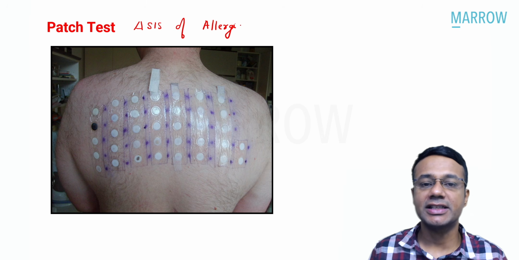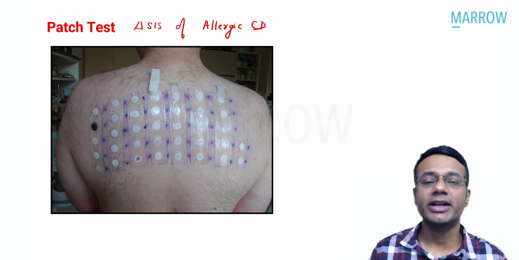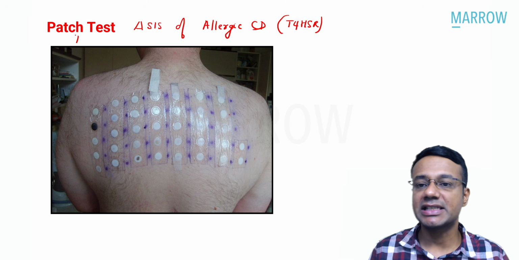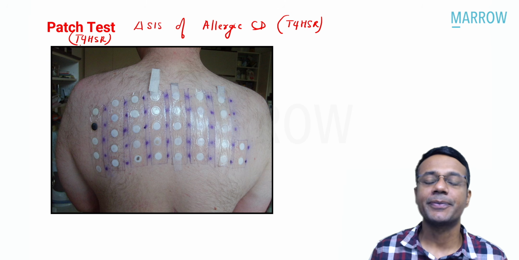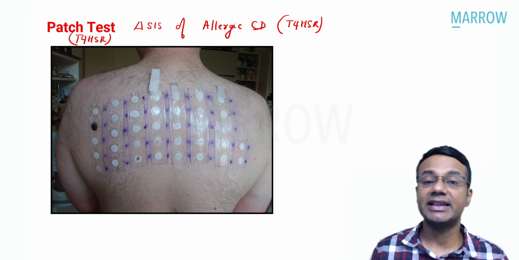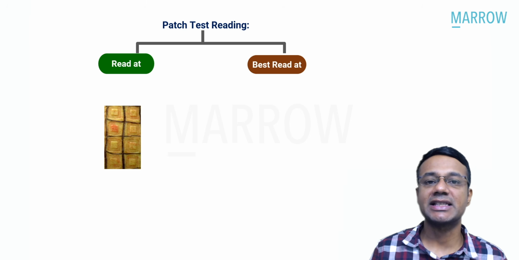So patch test is used in the diagnosis of allergic contact dermatitis. Very important to note that allergic contact dermatitis is an example for type 4 hypersensitivity reaction. The test to detect allergic contact dermatitis, patch test, is also an example for type 4 hypersensitivity reaction. So what we do here, students, is these allergens are applied in the form of patches on the back, and then we look for a delayed type of hypersensitivity response.